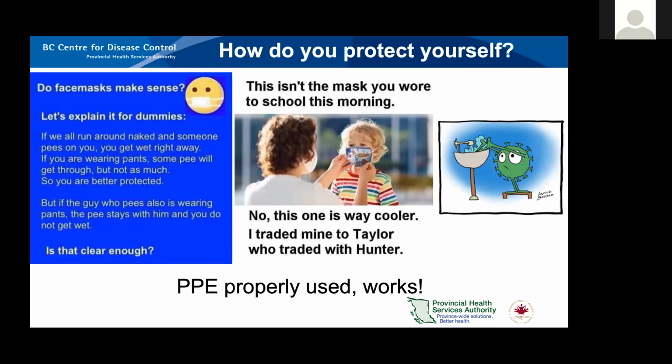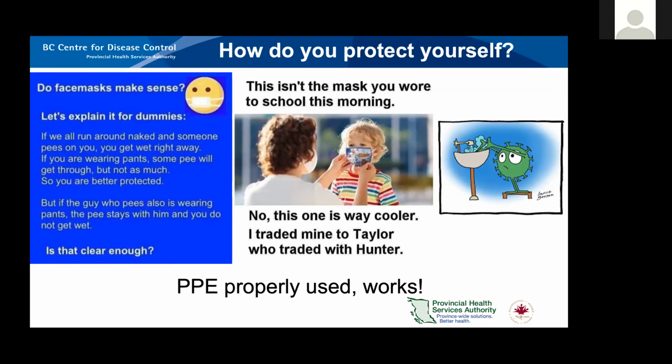So on the left, there's this "explain it for dummies" slide, which I think is actually good. Do face masks make sense? If we all run around naked, and I think we're talking about males here, and someone pees on you, you get wet right away. If you're wearing pants, then some pee will get through, but not as much, so you're better protected. That's a pretty good analogy.